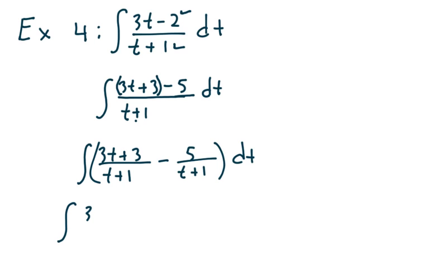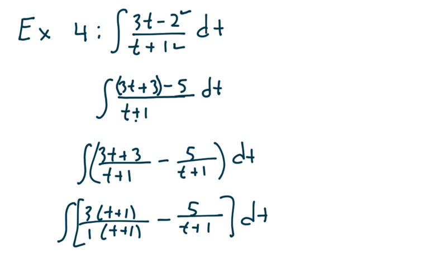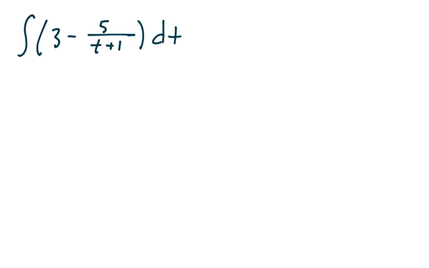So here I get 3 times (t plus 1) divided by 1 times (t plus 1), minus 5 over (t plus 1), this whole thing dt. But the t plus 1's cancel. And so you get the integral of 3 minus 5 over (t plus 1) dt. And so this is 3t minus 5 natural log of (t plus 1) plus C. And that's how you would do a problem like that.